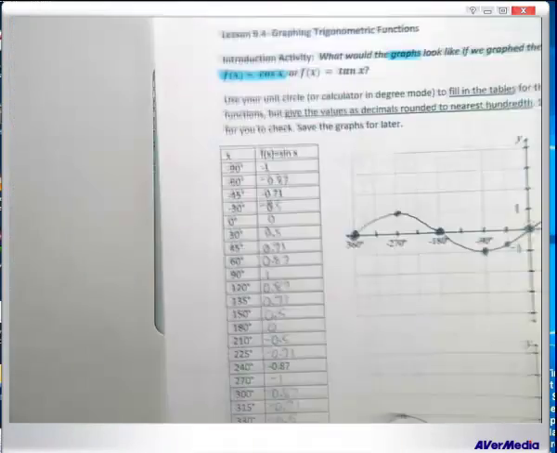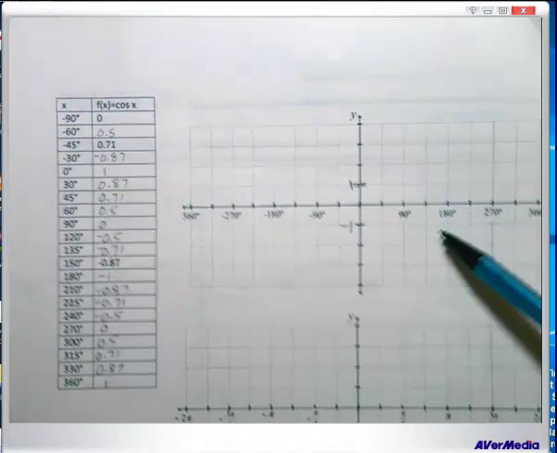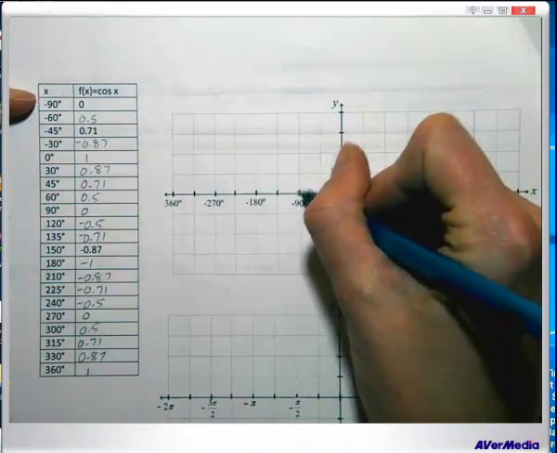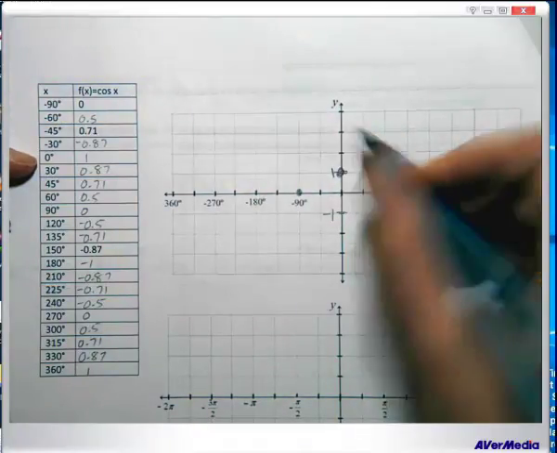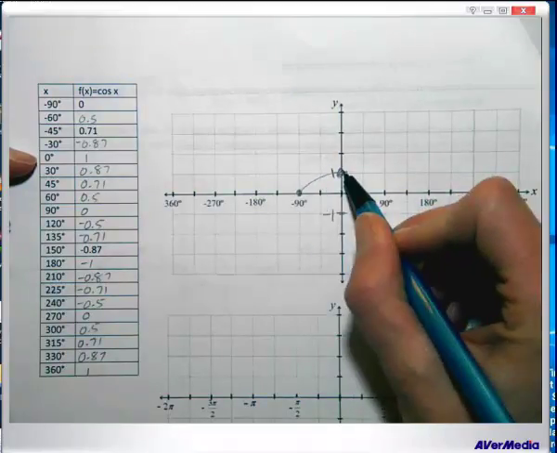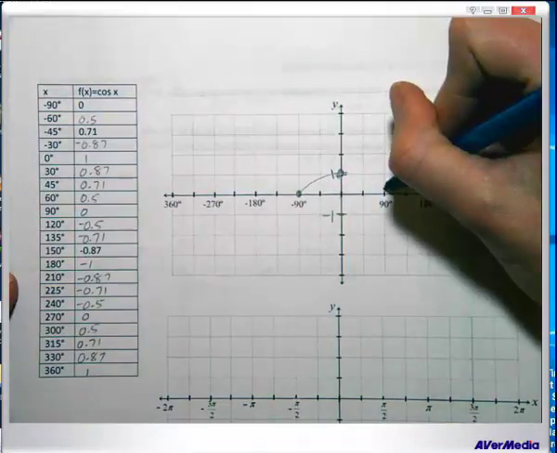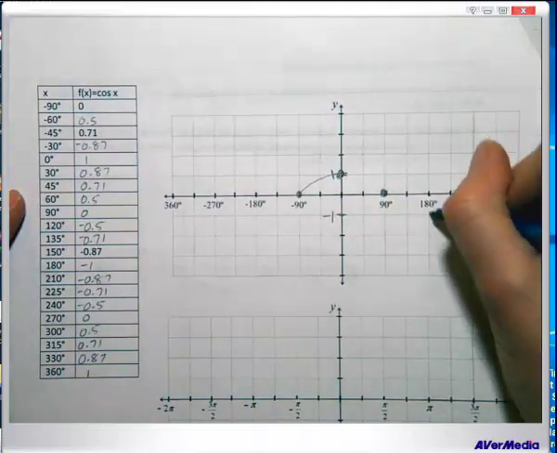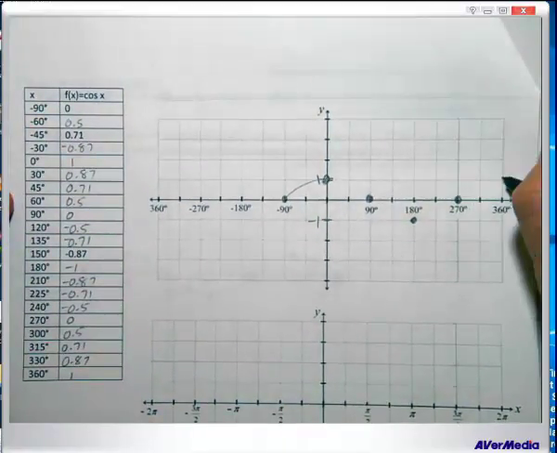Okay? On the next page, for your homework, you were supposed to create the table and sketch what you thought the graph looked like. You should have something that looks like this. At -90, you have an output of 0. At 0, you have an output of 1. And in between there, you basically should see some points that are somewhere between the 0 and the 1. You have the half, the 0.71, and so on. At 90, you're back at 0 again. At 180, you're at -1. At 270, you're at 0. And at 360, you're back up to 1.